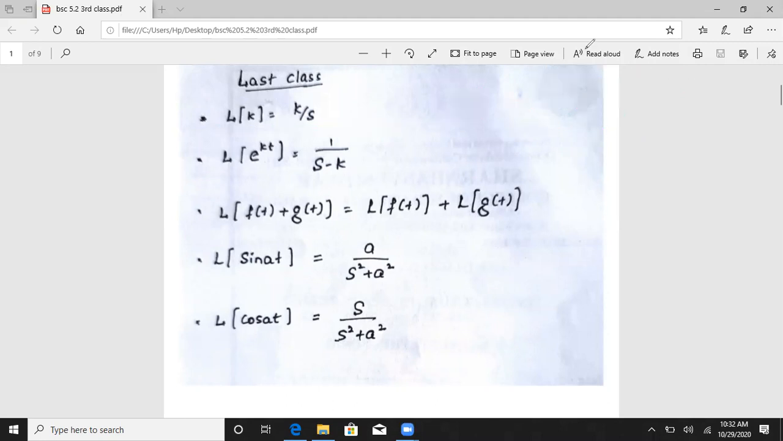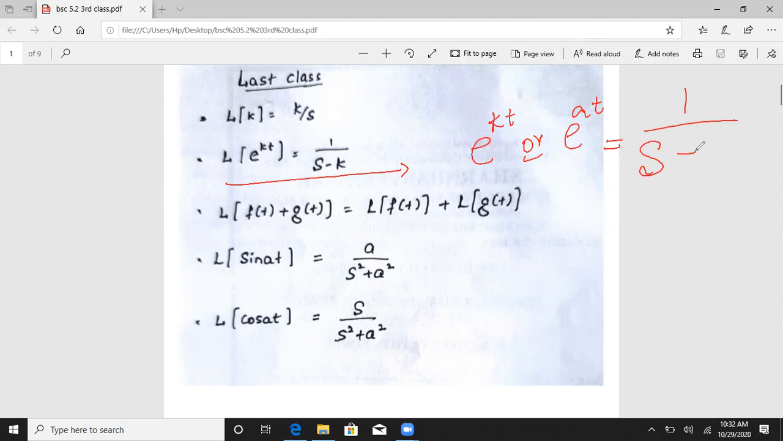The next one is the Laplace transformation of e to the power kt, or you can write e to the power at. This function is equal to 1 divided by s minus the given constant value. It may be k or it may be a.